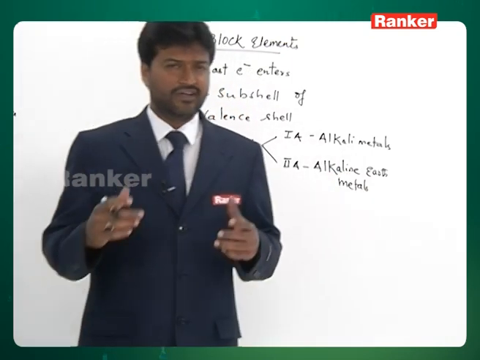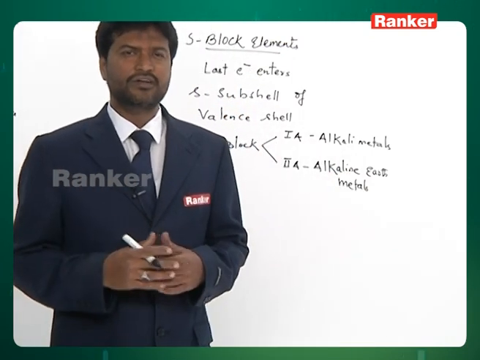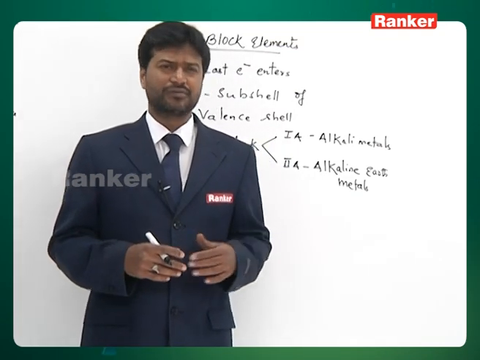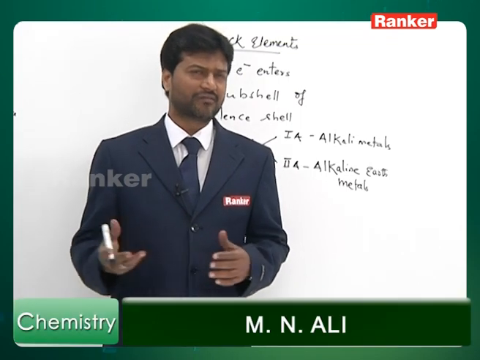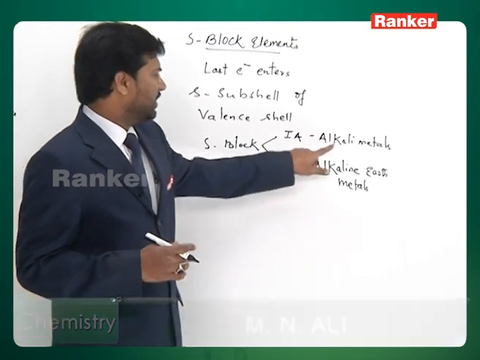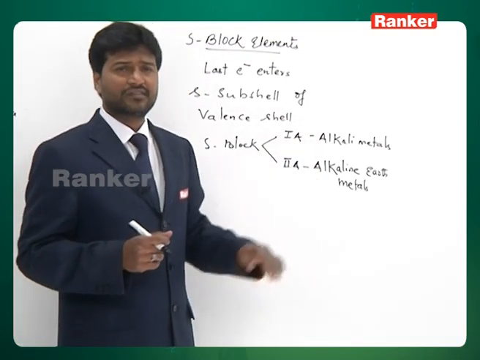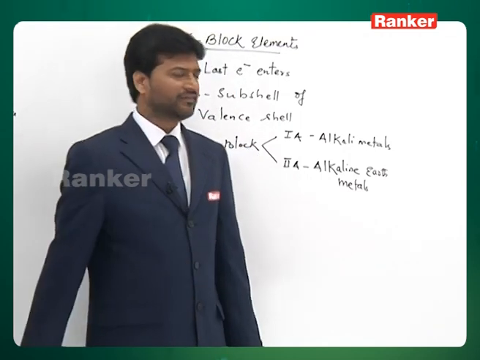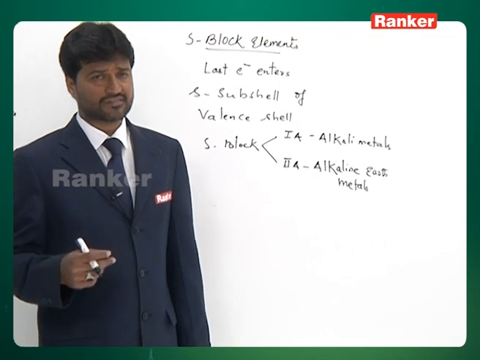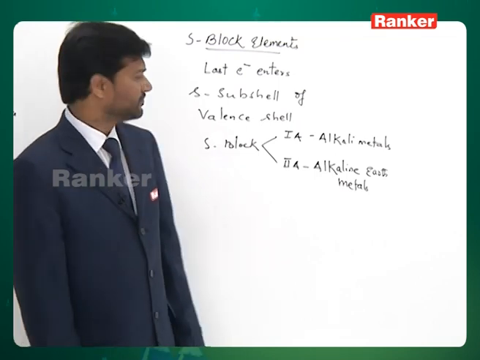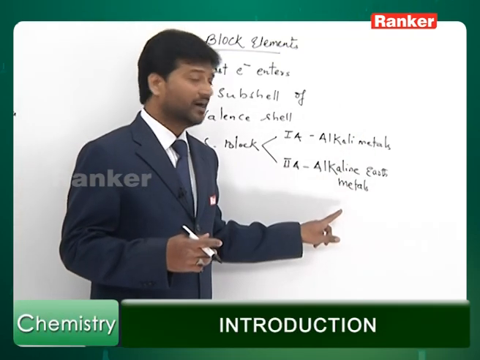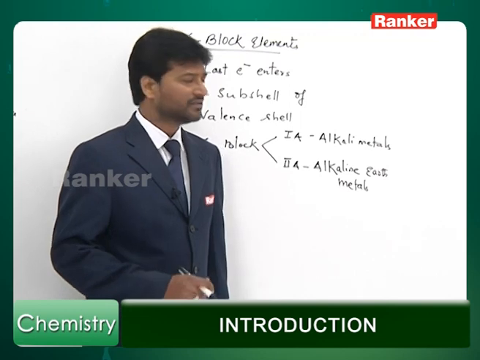I'll repeat this. S block consists of two groups, 1A and 2A. The reason it has two groups is that the S subshell can accommodate a maximum of 2 electrons. Alkali metals, group 1A, have only 1 electron in their S subshell, whereas alkaline earth metals, group 2A, have 2 electrons in the S subshell of the valence shell. So, S block basically deals with the chemistry of alkali metals and alkaline earth metals.